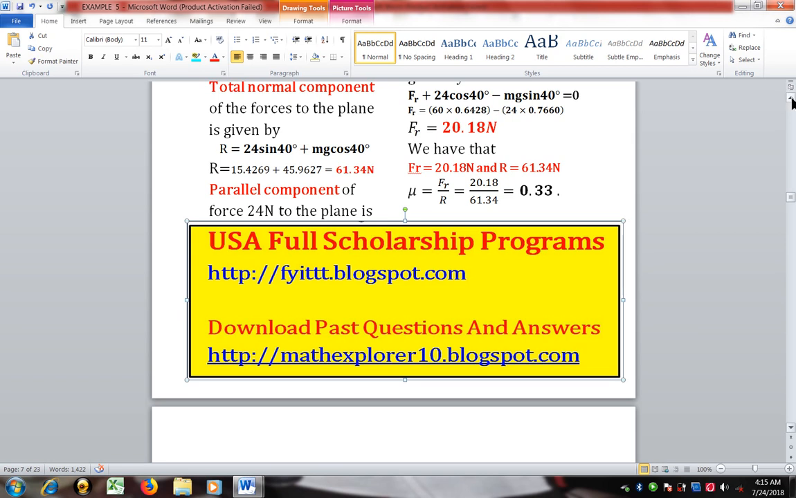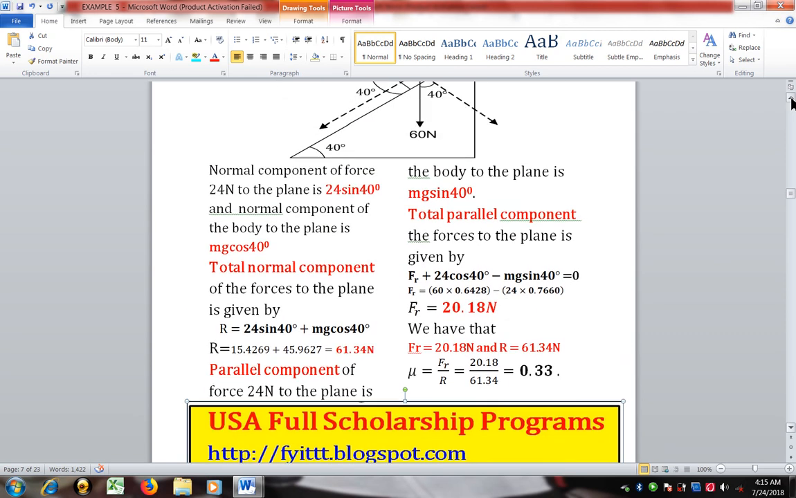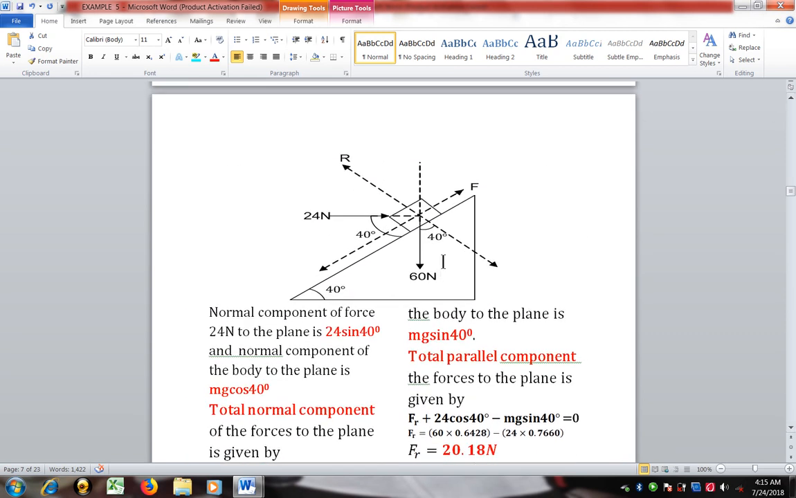Once again, I'd like to say that you should go over how we resolved the forces. This is the frictional force upward, and the force due to 24 Newton is also tending upward to oppose the motion. Only the weight of the body is acting down the plane.